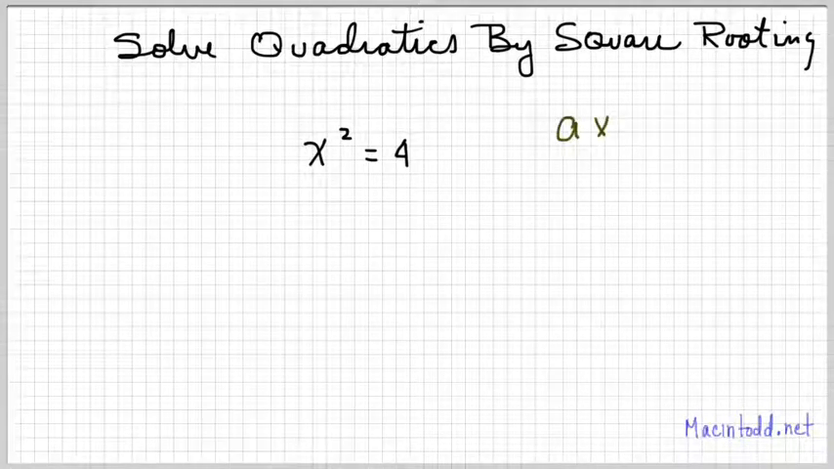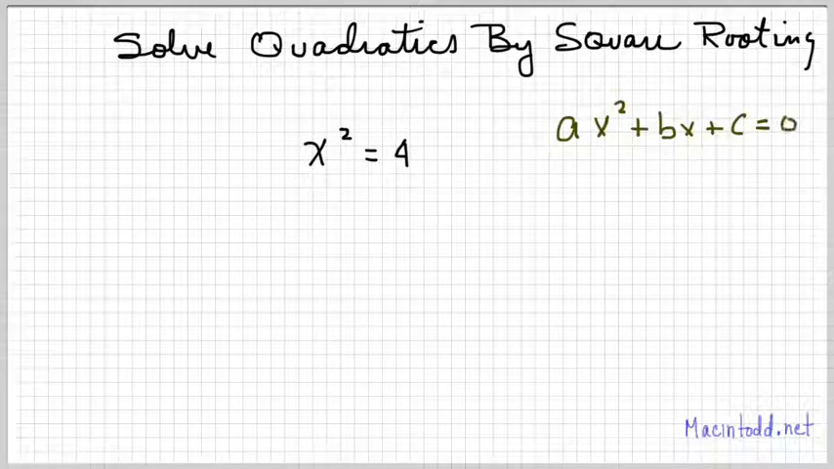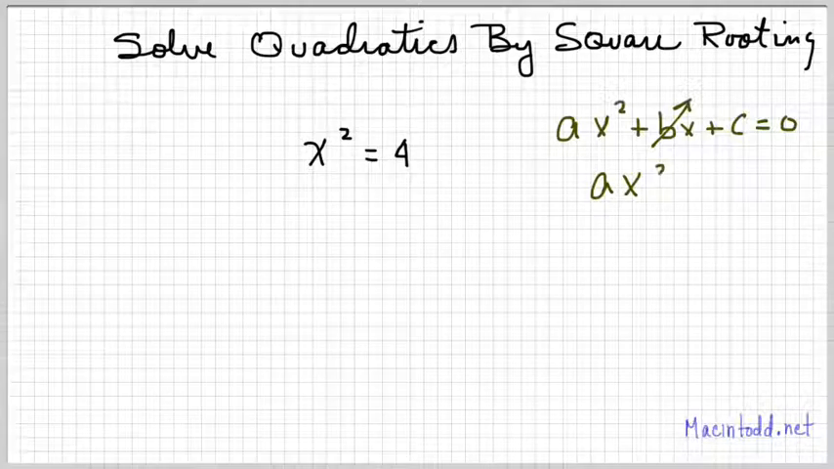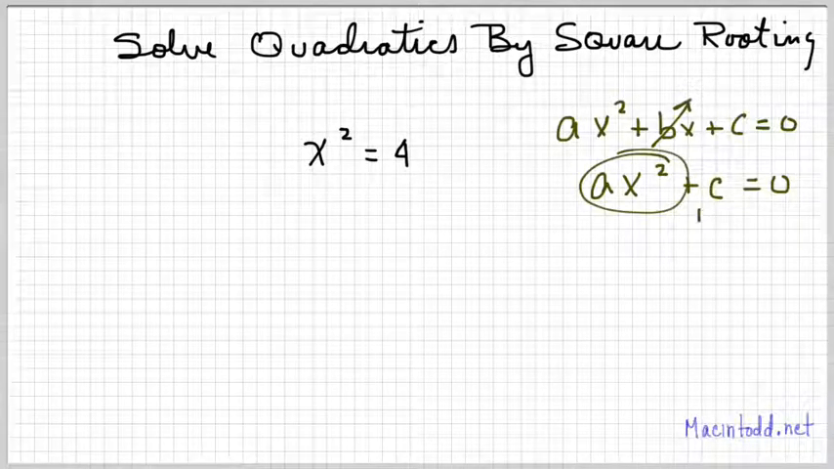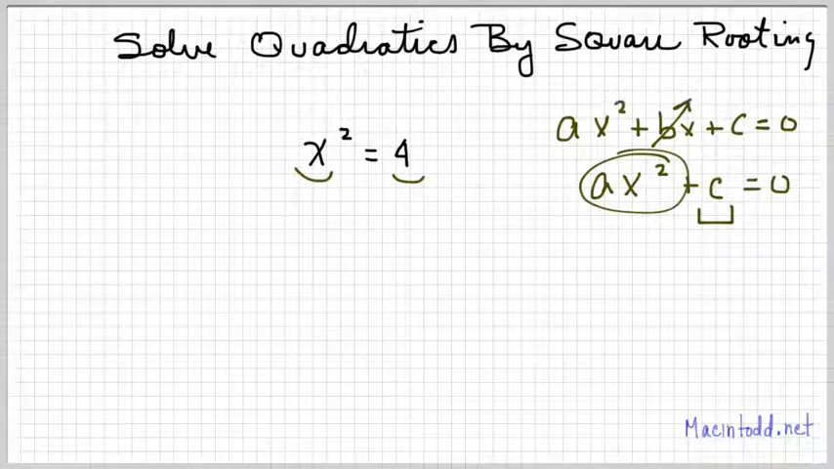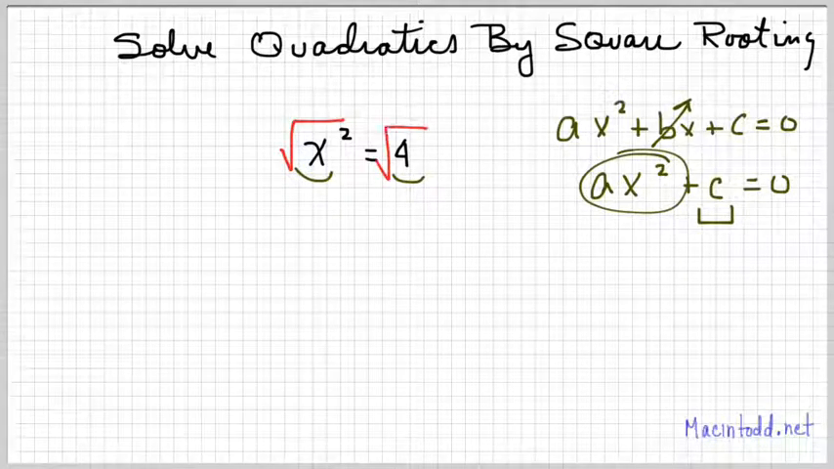Remember, standard form is ax squared plus bx plus c equals 0. So if the linear term is missing, all you've got is a term that has an x squared in it and some constant. Okay? So here you can see I've got an x squared term and some constant, so this method works great for this problem. And we just undo the squaring by square rooting both sides.